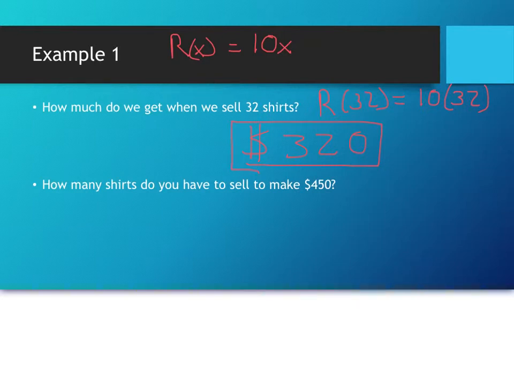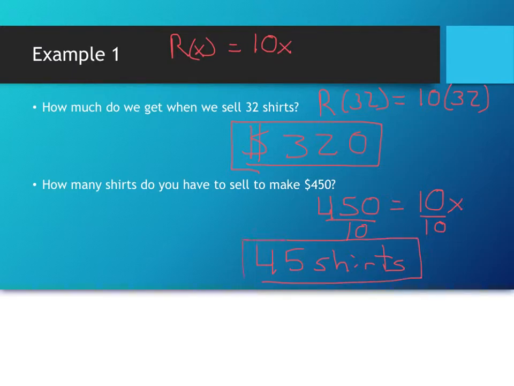That's fairly straightforward. And we can ask sort of the inverse question of that, saying, well, how many shirts do you have to sell to have a revenue of 450? So instead of the r of x, you insert a 450. 450 is 10 times x. Divide both sides by 10. And you would have to sell 45 shirts to get that revenue. And there you go. So not only are we going to have to develop models, but then we're going to have to answer questions based on those models.